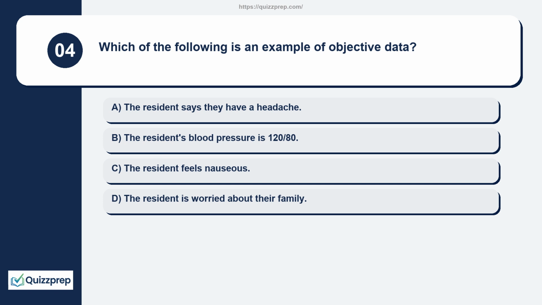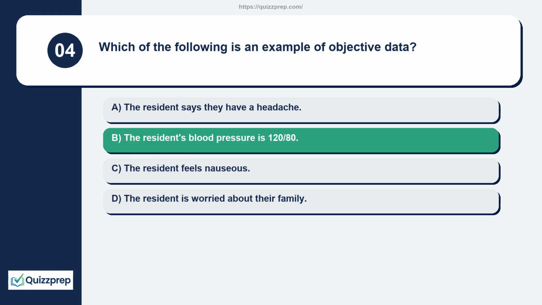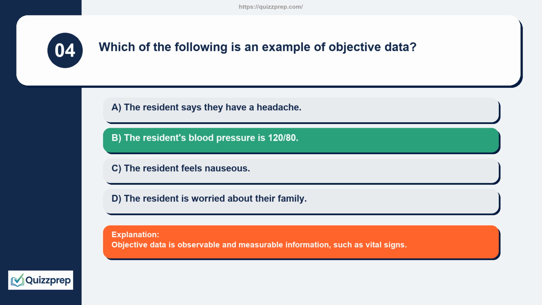Question 4. Which of the following is an example of objective data? The resident says they have a headache. The resident's blood pressure is 120/80. The resident feels nauseous. The resident is worried about their family. Objective data is observable and measurable information, such as vital signs.